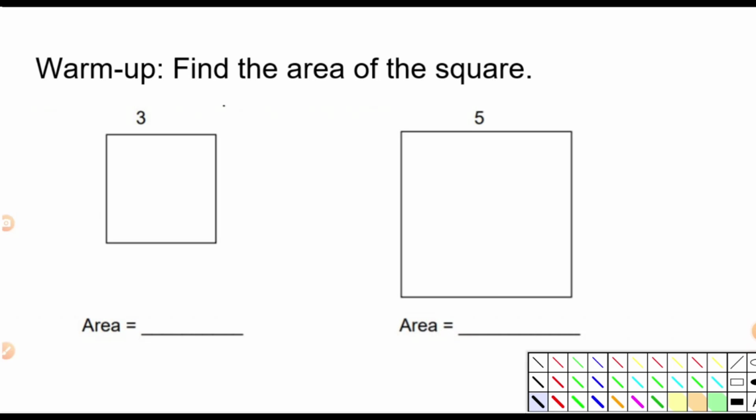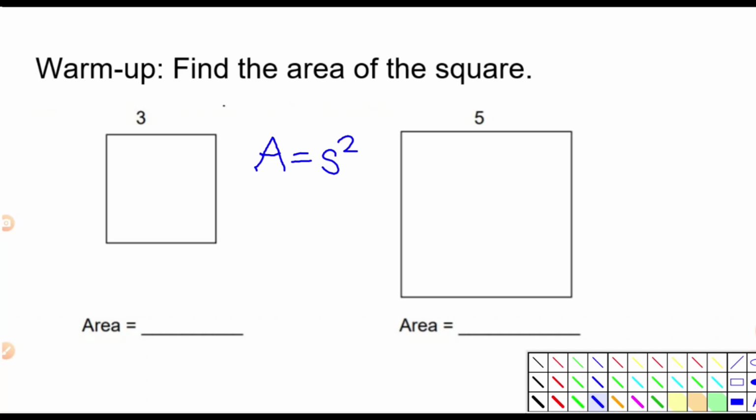Today is find the area of a square. Man, this is going way back. Is there a formula for finding the area of a square? Yeah, there's a formula. It's a simple formula. So area is equal to side squared.